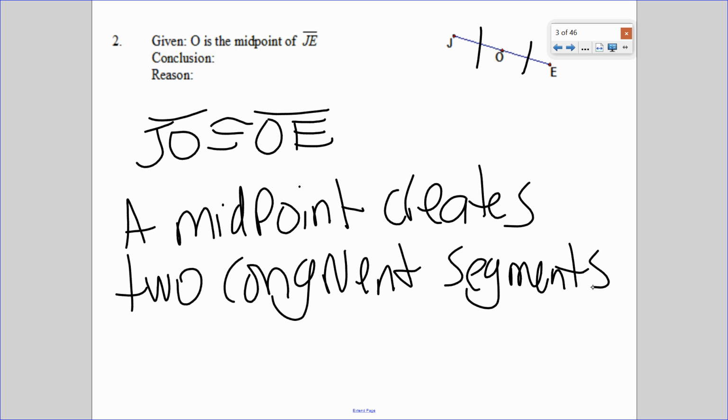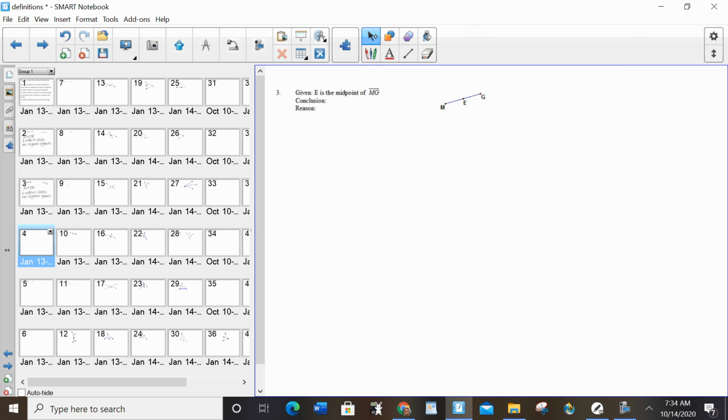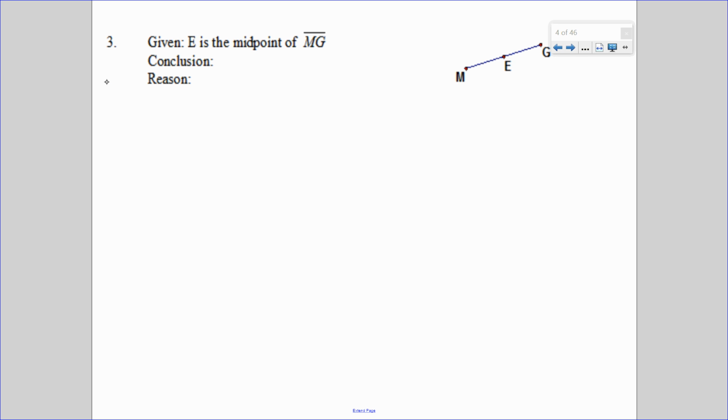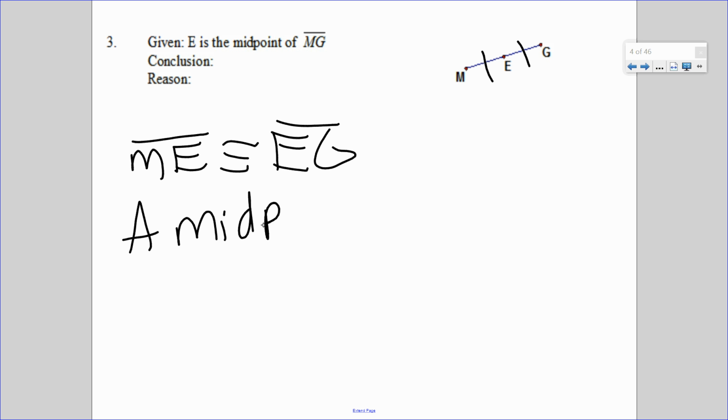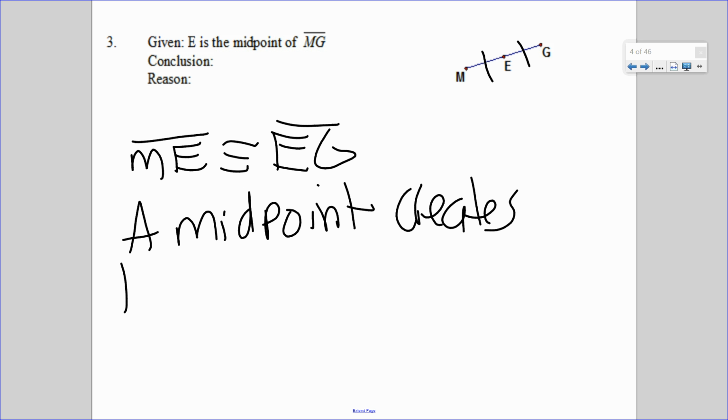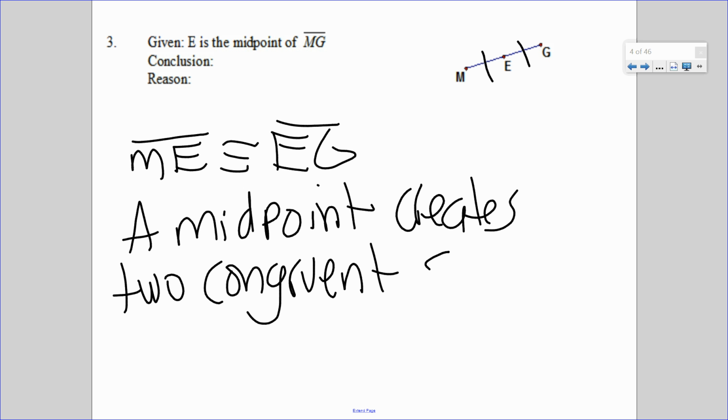I want you to take a moment, try number 3 on your own. You can pause this video. Okay, so if E is the midpoint of MG, that means that a midpoint creates two congruent segments. So my conclusion is that ME is congruent to EG. And the reason: a midpoint creates two congruent segments.